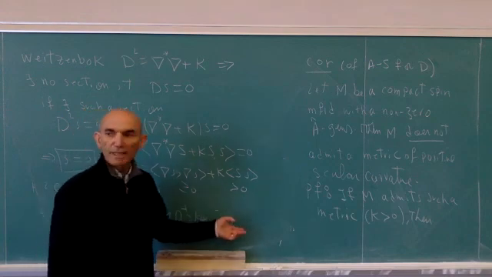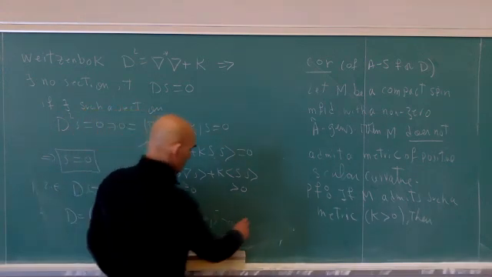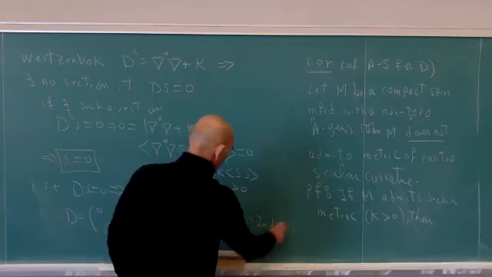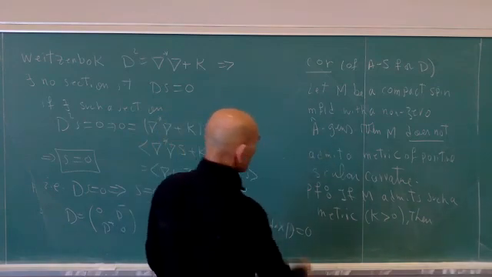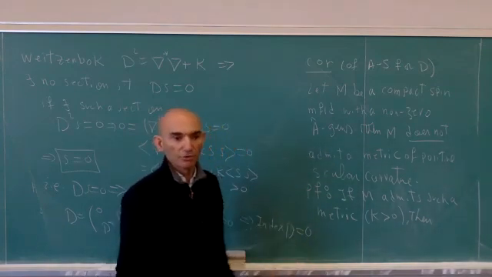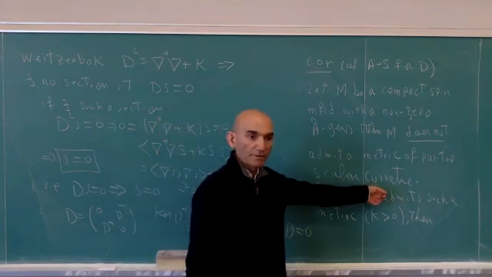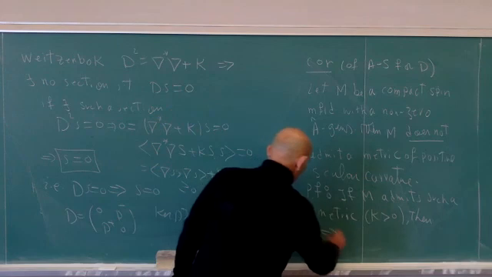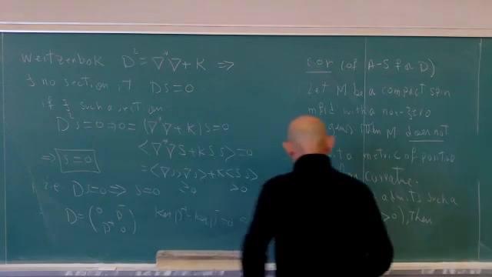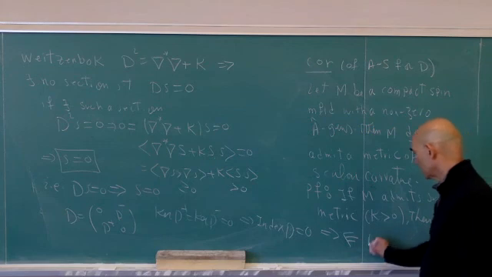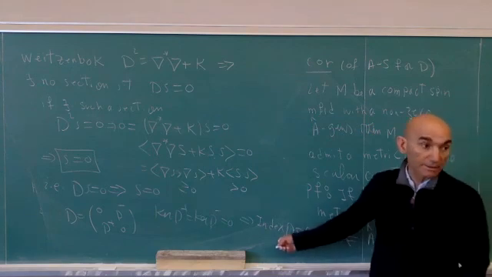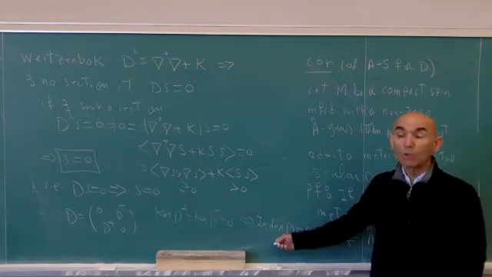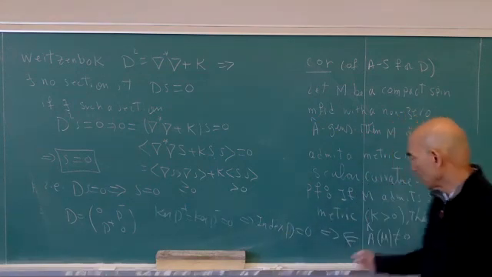So this would imply that the index of D is equal to 0. But we are saying that the A hat genus, which is the index of D, is not 0, and that's a contradiction of the existence of a metric of positive scalar curvature. And this contradicts A hat of M not 0, because A hat of M is exactly the index of D. So now the argument is finished.